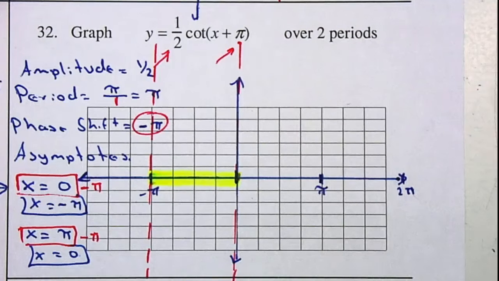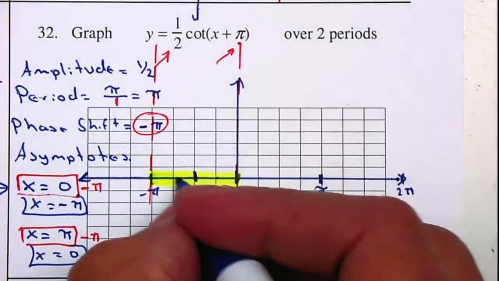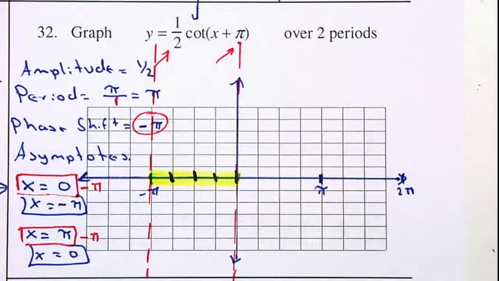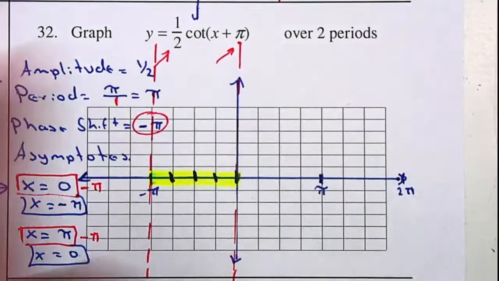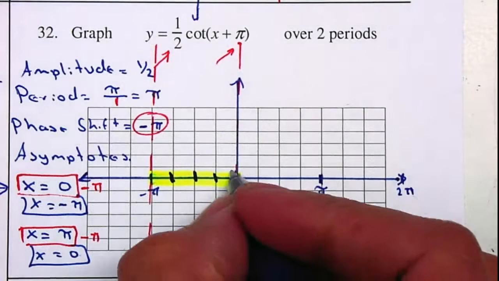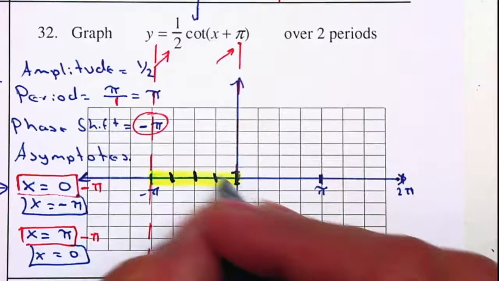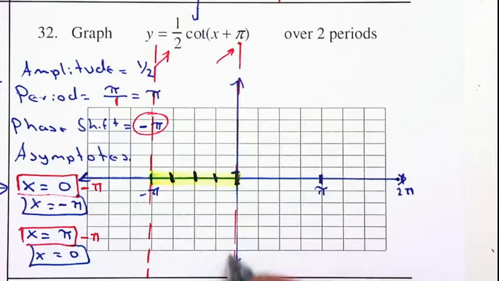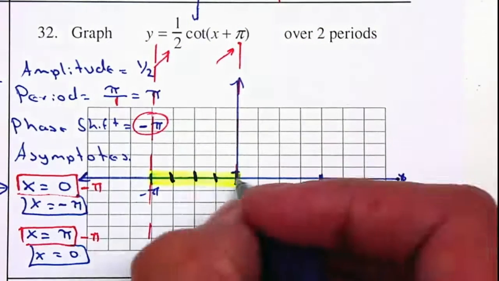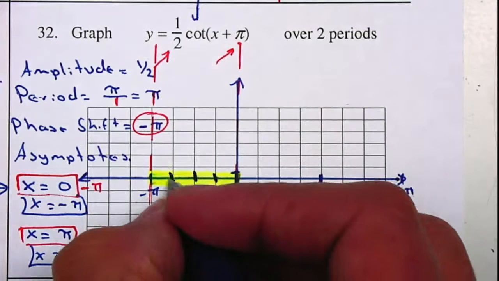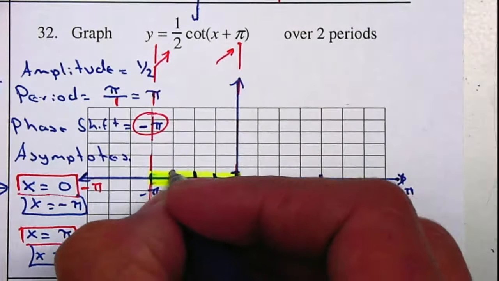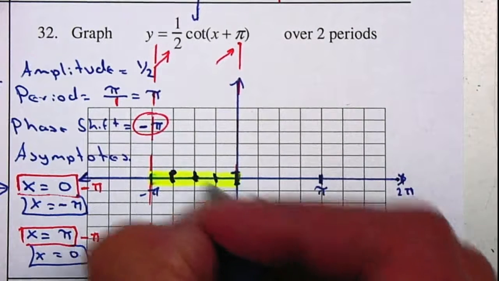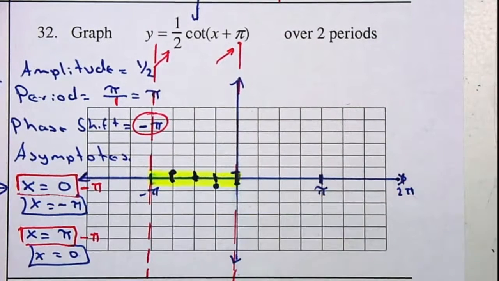Now we are going to divide it in 4 sections. Half it, half it, half it. We are dealing with cotangent, and our amplitude is half. So we're just going to go up half and down half. And your cotangent will go something like this. So on your first quarter, it will be at 1/2, then 0, then negative 1/2. And that'll be my graph.